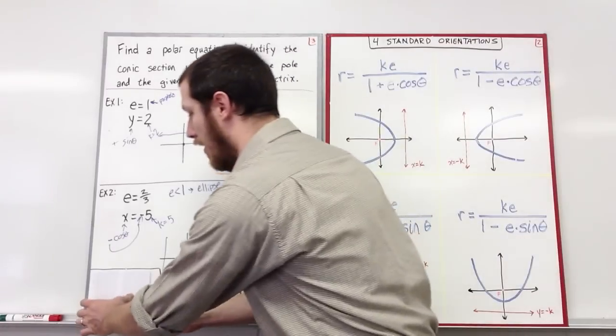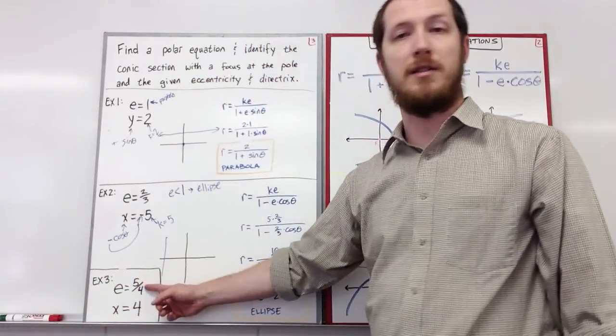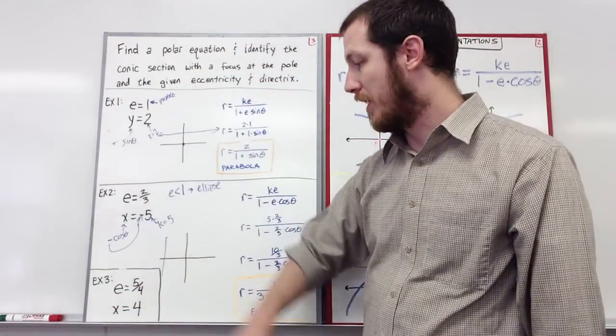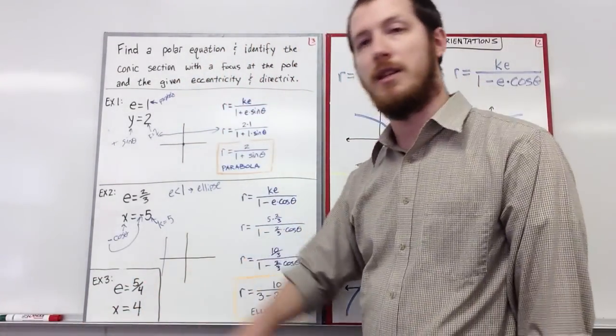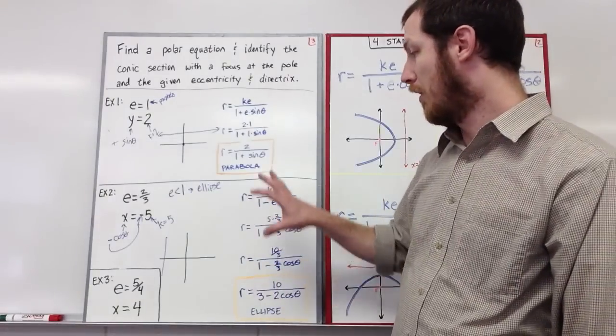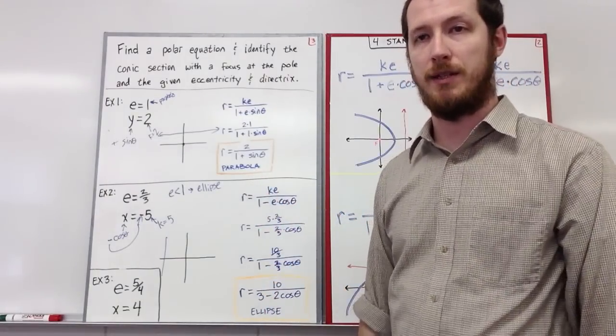Okay, in your notes, I want you to practice one. Example number 3. We've got e equals 5/4 and x equals 4. Come up with the equation and what type it is.